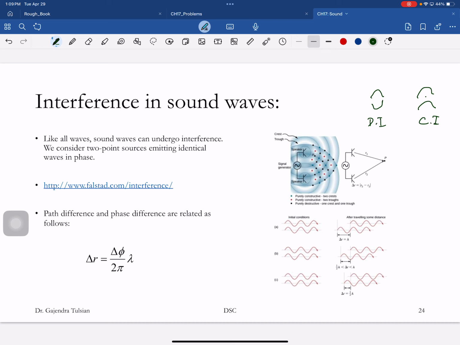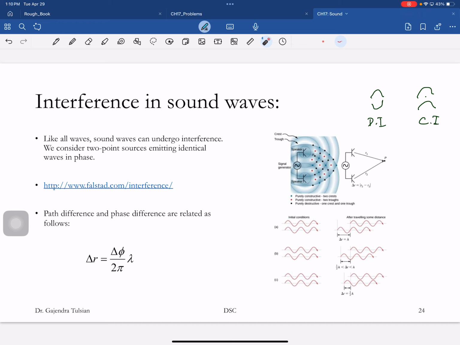All right, so what this is showing you is purely constructive interference. So the wave from here to there and the wave from here to there reach with crests, so you have constructive interference. Constructive, constructive. Purely destructive is they exactly cancel each other. All the black spots are destructive interference.